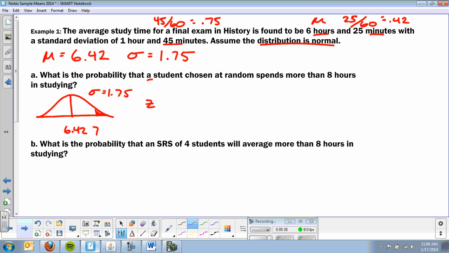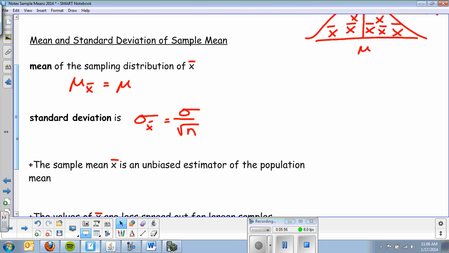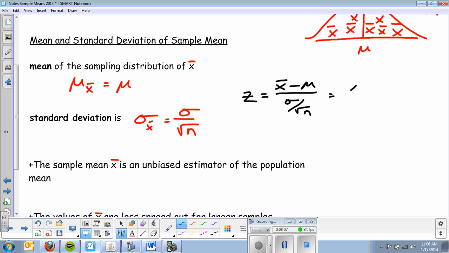We get the z-score. So that's 7 minus 6.42 over 1.75. Which reminds me, jump back to here and add one more formula that we didn't write over here. So that is the z-score formula, and it's x bar minus mu over sigma over the square root of n, or x bar minus mu over sigma sub x bar. So I kind of forgot to write that previously. It's the same idea though.